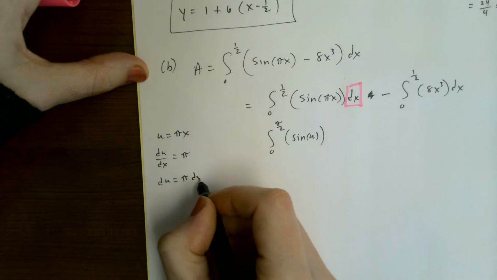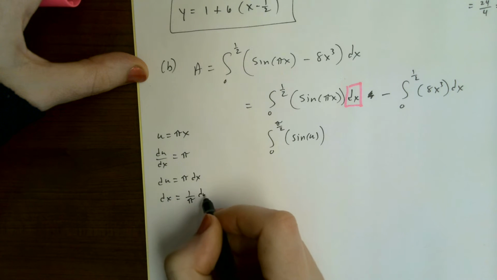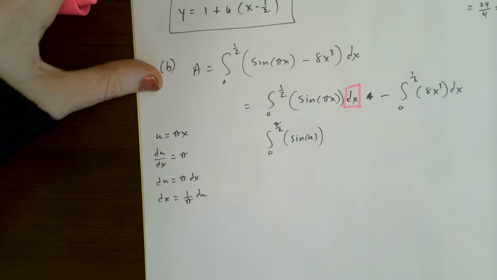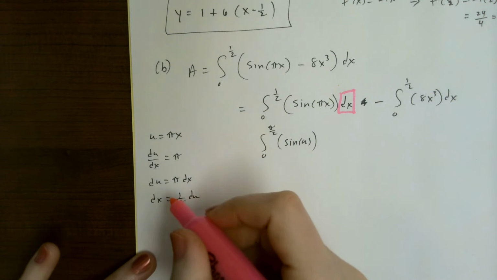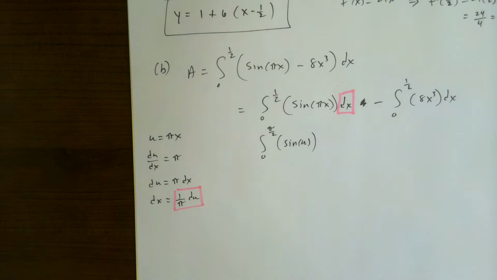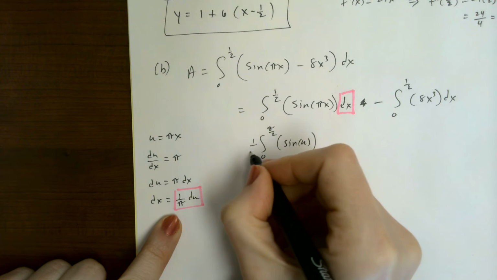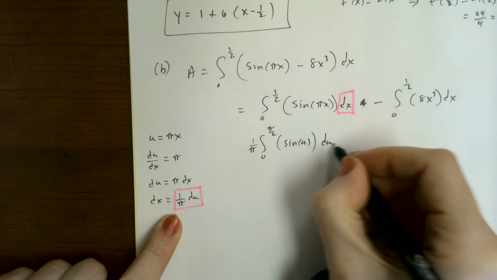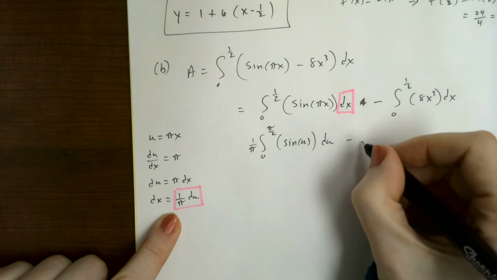Du is pi dx. Dx is 1 over pi du. Okay? So in for this dx, guys, is going 1 over pi du. But the 1 over pi is a constant, so you could write that out front if you want. And then that's just a du. Okay, let me bring this one down.